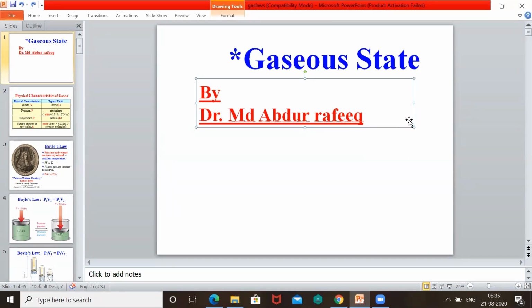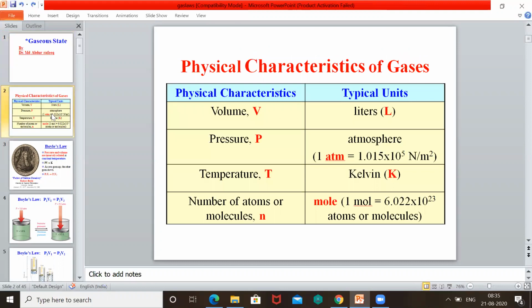So we'll try to see some of the properties of gases and their laws, which you have studied in lower classes. If you see the physical properties of gases, we have volume, which is measured in liters, pressure, temperature, and number of atoms. That is Avogadro number, 6.022 into 10 to the power of 23.